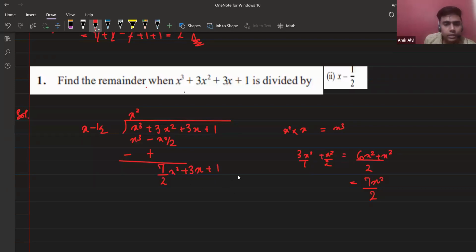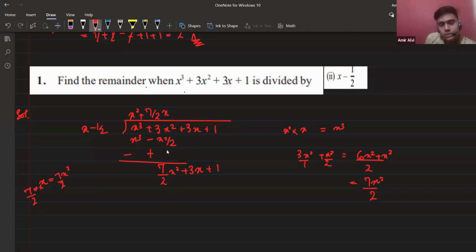Clear? Now tell me, Simrat and Abdul, I have x and I want 7 by 2 x square. What should I multiply with x so that I can get 7x square by 2? Tell me, because we have only 3 minutes. Abdul, 7 by 2 x, because x is already there. Simrat, we need x square, so 1x should be there also.